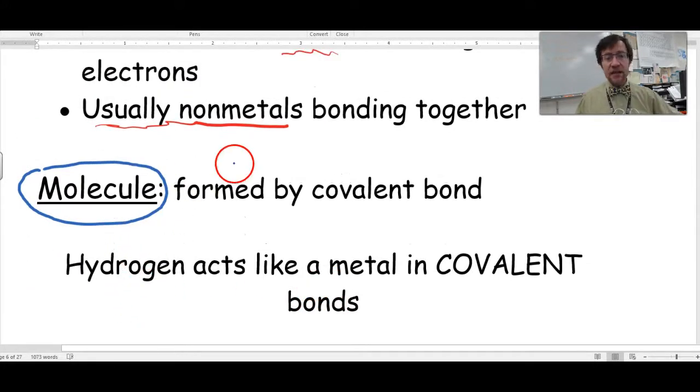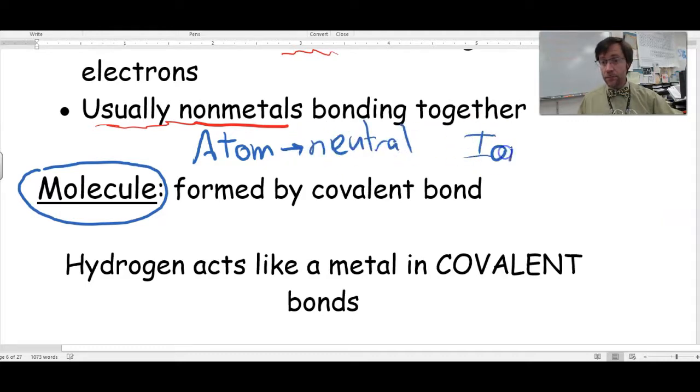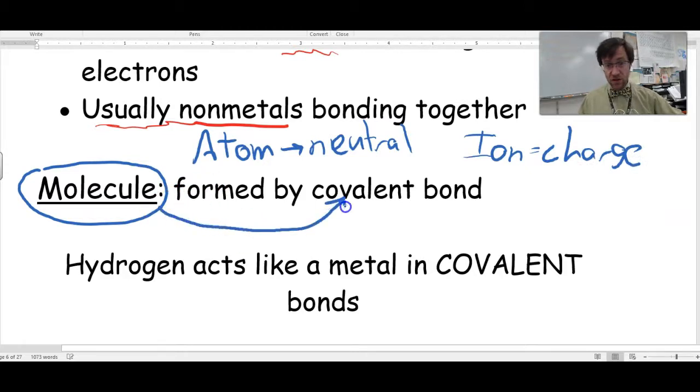So for example, when we hear the word atom, that means neutral, right? If we use ion, there's a charge. The word molecule means covalent. That's what that word means, okay?